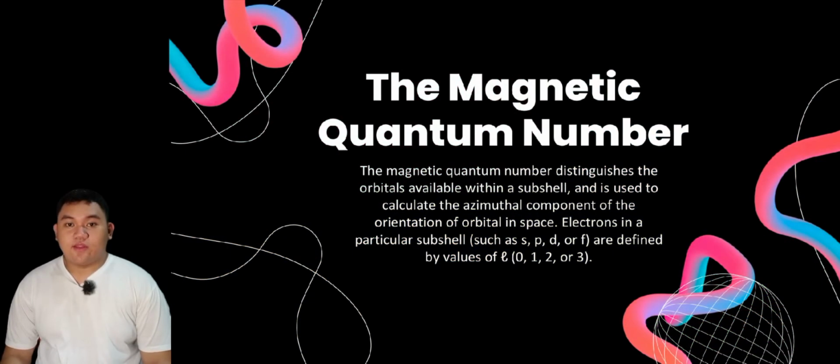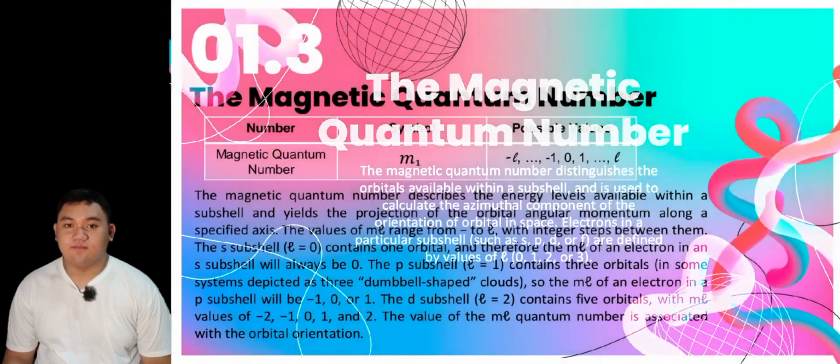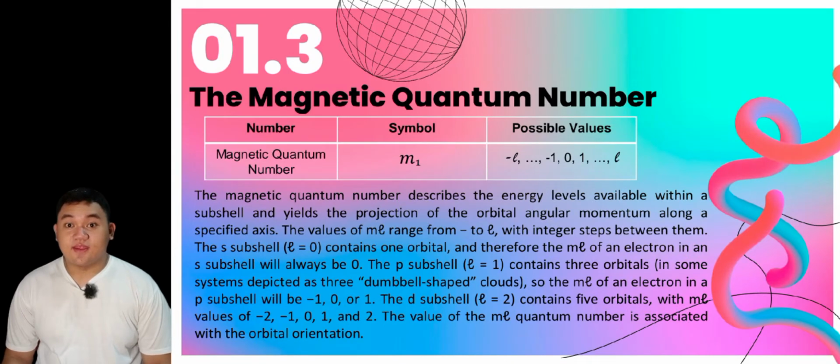The magnetic quantum number ml determines the number of orbitals and their orientation within a subshell. Consequently, its value depends on the orbital angular momentum quantum number L. Given a certain L, ml is an interval ranging from negative L to positive L.